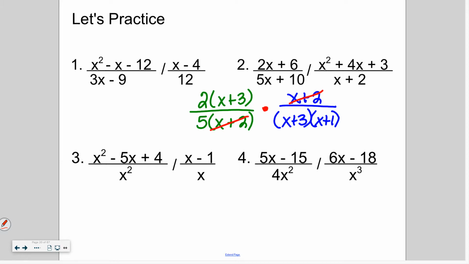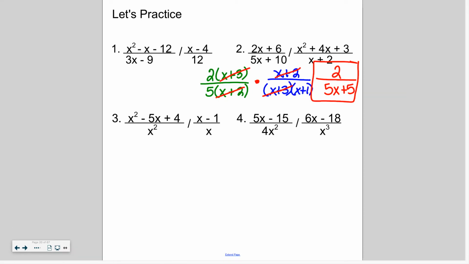I can cancel the x plus 2. I can cancel the x plus 3. Now I'm left with 2 on the top. And then the 5x plus 5, or the 5 times x plus 1 if you want to leave it factored. Okay? You want to just pause the video and see if you can do the bottom two, numbers 3 and 4. I'm going to do it detailed so you can see if you're having trouble.